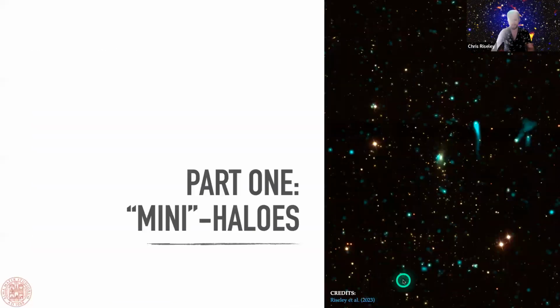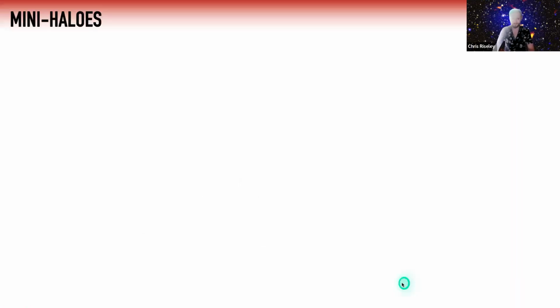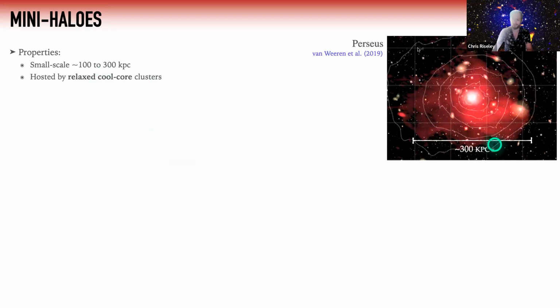So getting into mini halos, part 1 of this talk. Mini halos are what have really been exciting me in the last few years with the instrumentation that has now been made available to us observers. Mini halos are canonically small-scale diffuse radio sources associated with the intracluster medium of relaxed cool core clusters. One of the canonical examples is the mini halo hosted in the Perseus cluster.